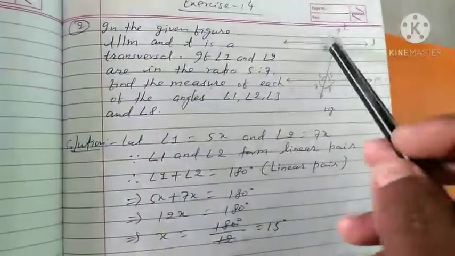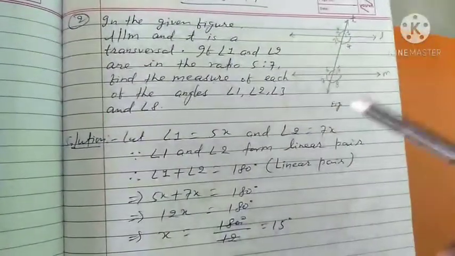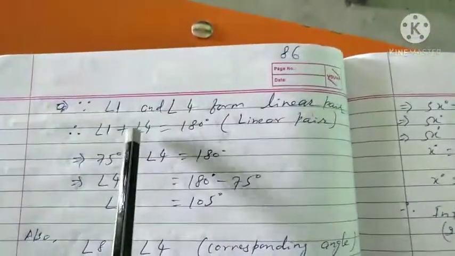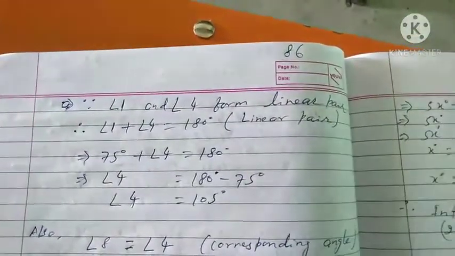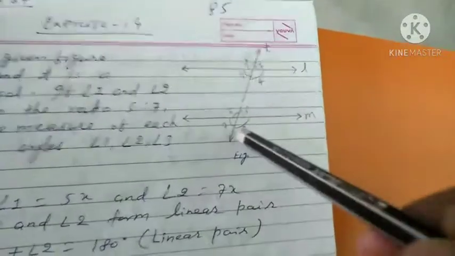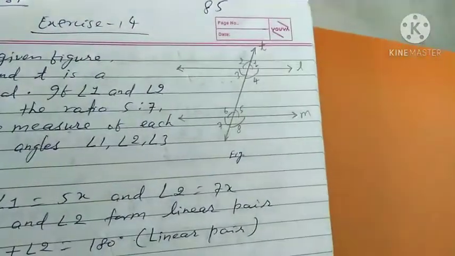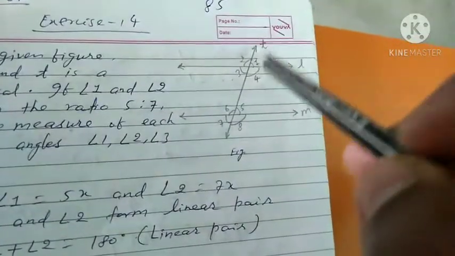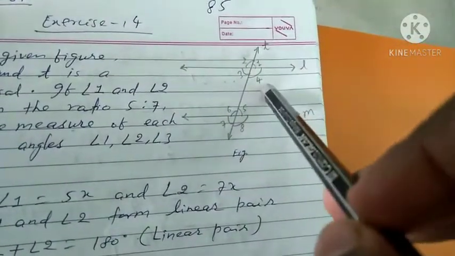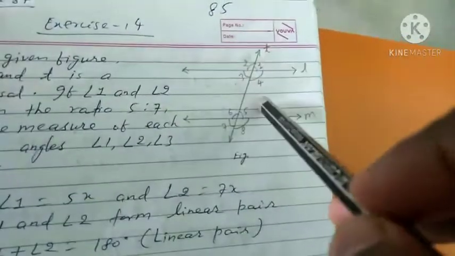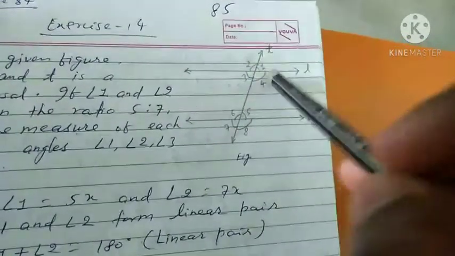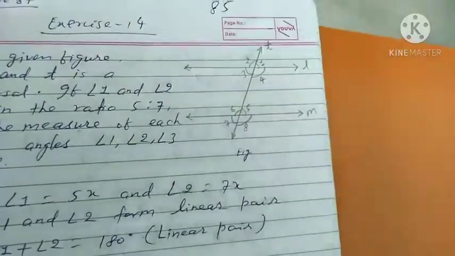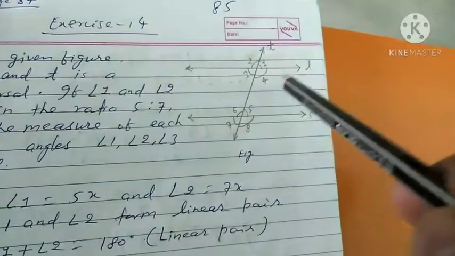Similarly angle 4 is equal to angle 2, or since we have to find angle 8, angle 1 and angle 4 are forming a linear pair. To find angle 8 we need to find angle 4, right? Now since angle 1 is given and angle 4 we have to find, it means angle 1 and angle 4 are forming a linear pair, meaning the sum of these two angles will be equal to 180 degree.